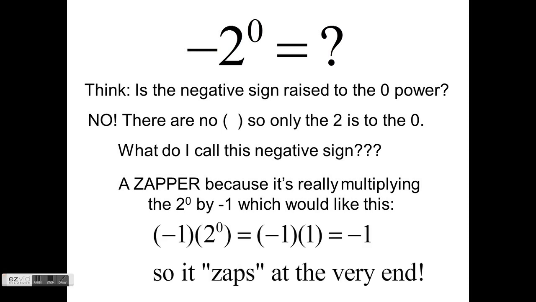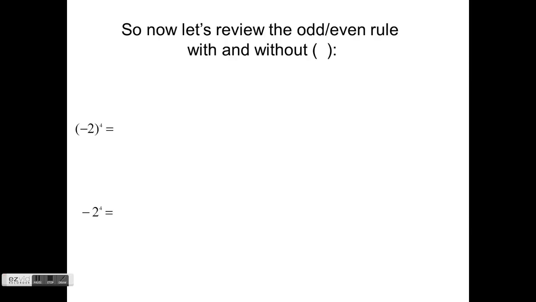So the operation really looks like this. The negative sign, which is negative 1, times 2 to the 0 would give you negative 1. It zaps it at the end because multiplication in PEMDAS is after exponents. So you would do the exponent first and you'd get 1, then multiply by negative 1 and you get negative 1. So now let's review the odd-even rule with and without parentheses.